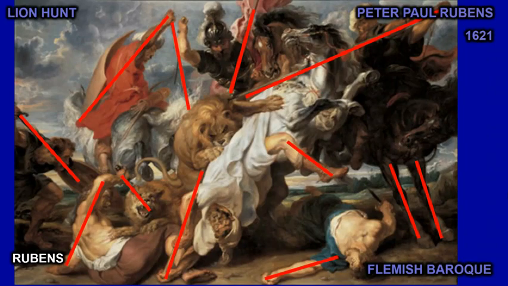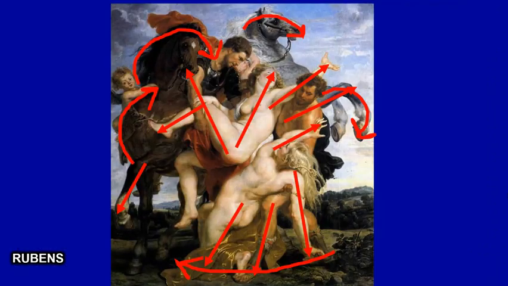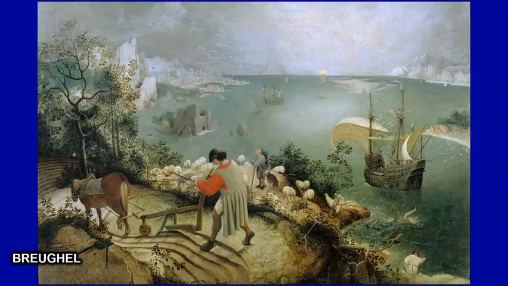And then Lion Hunt by Rubens has a ton of diagonals in it. Adds to the drama. And it has lots of curves as well that also adds to the drama and action and energy of the piece. The diagonals and the curves of this Rubens painting adds to the drama and adventure and movement of the piece. And then we have a strong diagonal here of the land right across in our foreground.